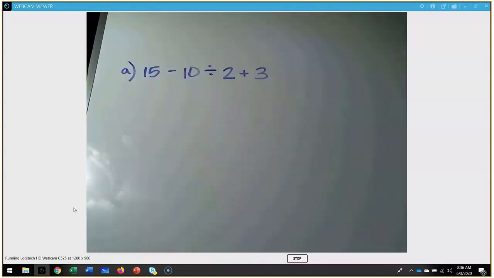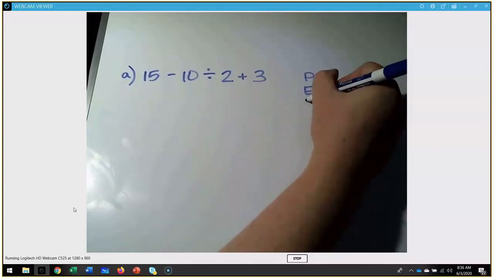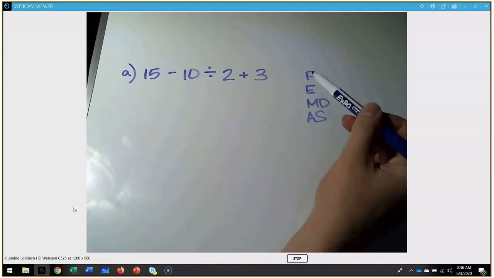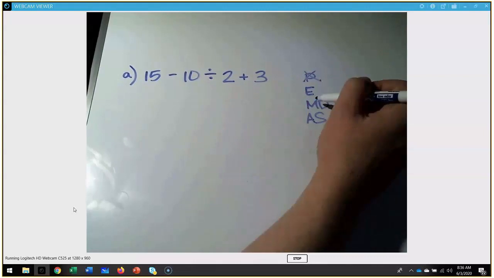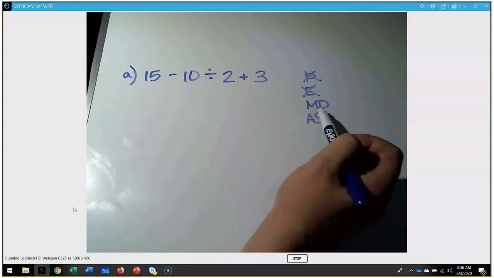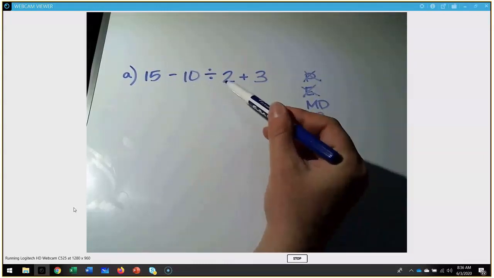Okay, so according to the order of operations, I don't have any parentheses to deal with, so I can skip that. I don't have any exponents to deal with. I can skip that. Multiplication and division comes next, and I do see division, so that's where I'm going to begin.